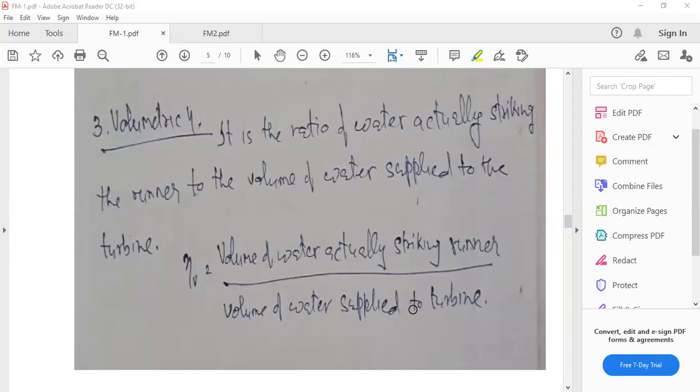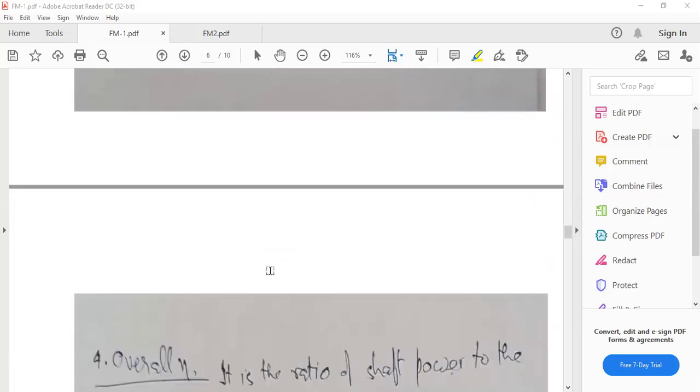So the quantity of water which we supply to the turbine doesn't reach the runner. Some part of that is wasted due to the split. Okay, the water splits here and there, and that's why the volume at runner decreases. So this ratio is known as volumetric efficiency.